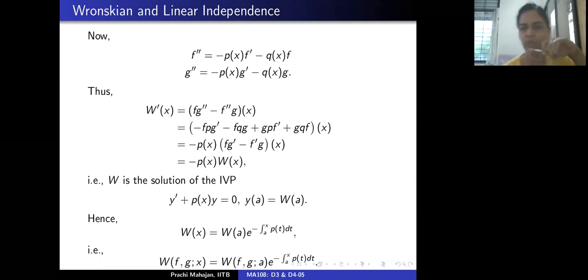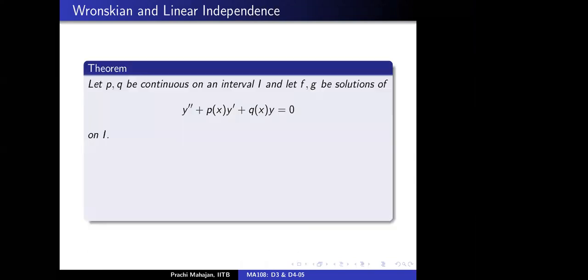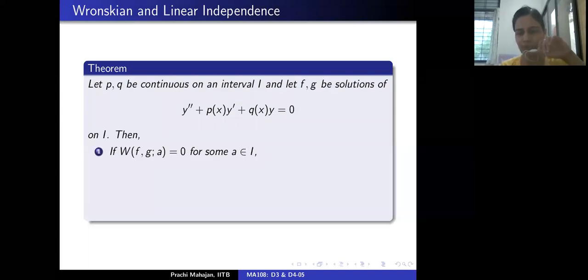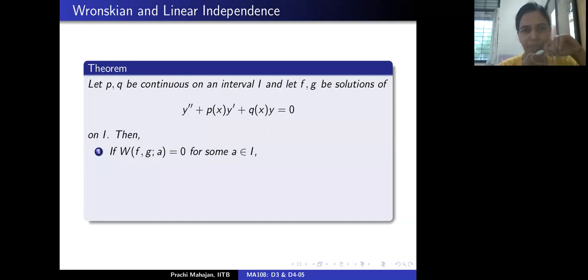Okay, good. So having proved Abel's formula, here are some consequences of it. Under the same hypothesis, we are working with the second order linear homogeneous differential equation in standard format. P and Q are assumed to be continuous on the interval I. Then if the Wronskian of f and g vanishes at some point A of the interval I, the only possibility is that the Wronskian is identically 0 on the interval I.